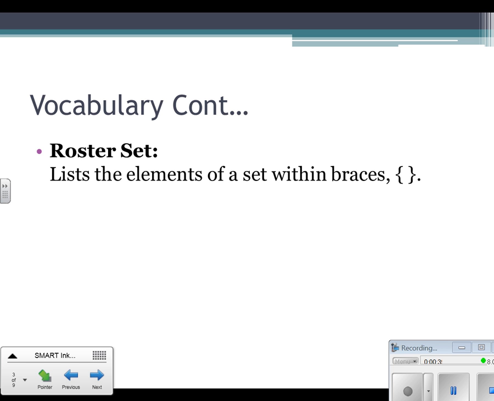Roster set lists the elements of a set within braces. So if I was looking at, let's say, multiples of 2, you would draw a brace, and inside those braces I would go 2, 4, 6, 8, and a period to show that it goes on forever. That would be roster set.